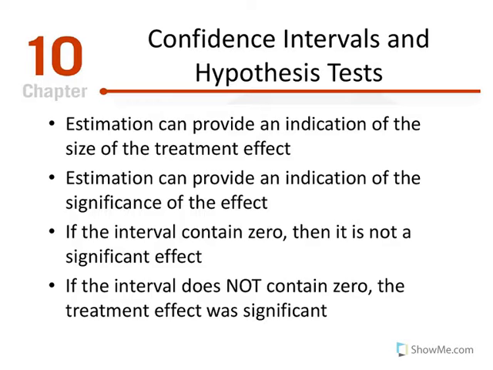If the interval contains 0, then it is not a significant effect. Again, mu1 minus mu2 is equal to 0. Where did we see that? The null hypothesis. So again, if we calculate a range, a confidence interval, and it is inclusive of the value of 0, then we're saying that the null is true. So we hope that our interval does not include the value that represents the null, which in this case is equal to 0. If the interval does not contain 0, the treatment effect was significant. So again, we can see how we can interpret this range of values that we're going to compute.